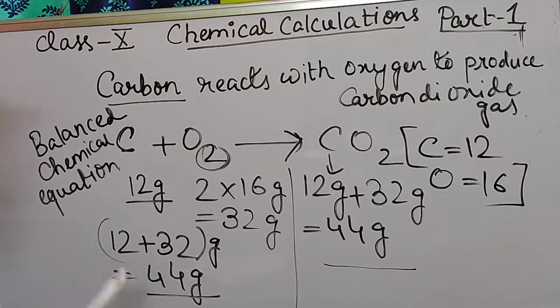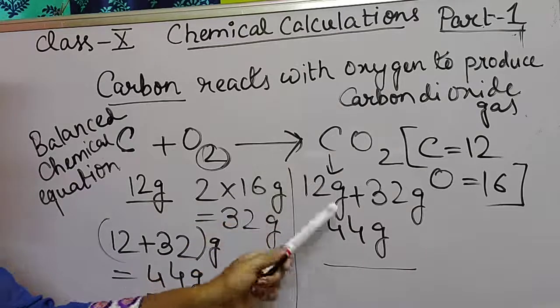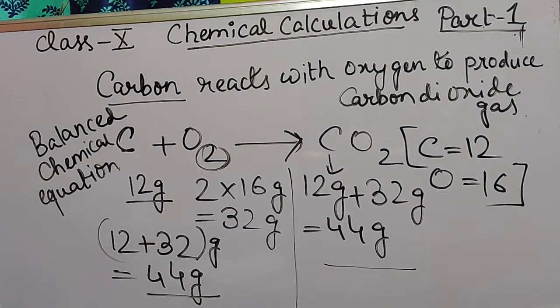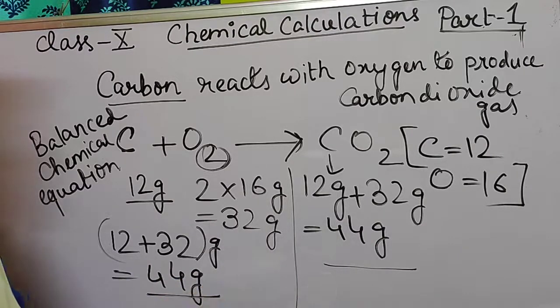So this obeys the law of conservation of mass, according to which matter is neither created nor destroyed; the total mass of the reactants is converted into the total mass of the products. That's why on the left hand side we get the total mass of the reactants as 44 and here 44, so both are equal, which means it is obeying the law of conservation of mass. So to obey the law of conservation of mass, balancing is necessary for each and every chemical equation. Okay, next is the theory of relativity given by Albert Einstein.